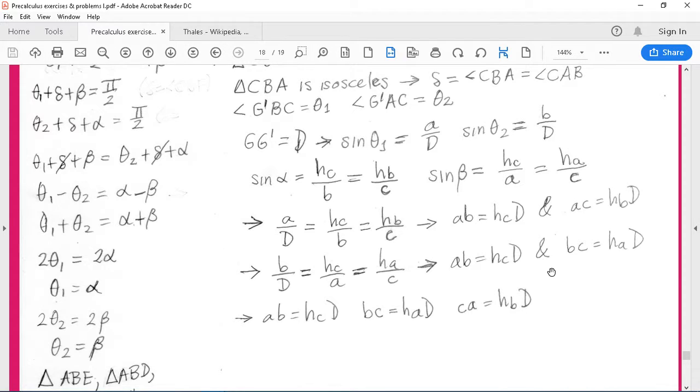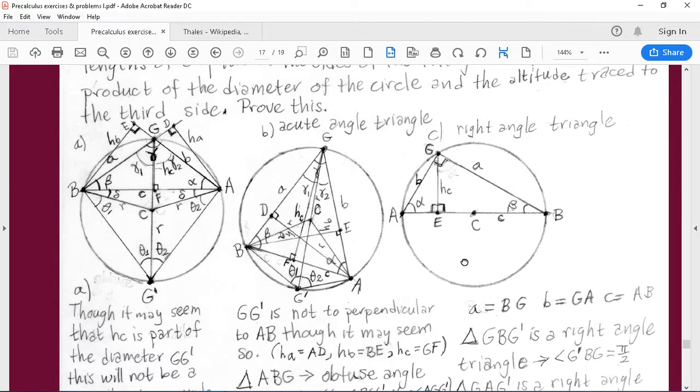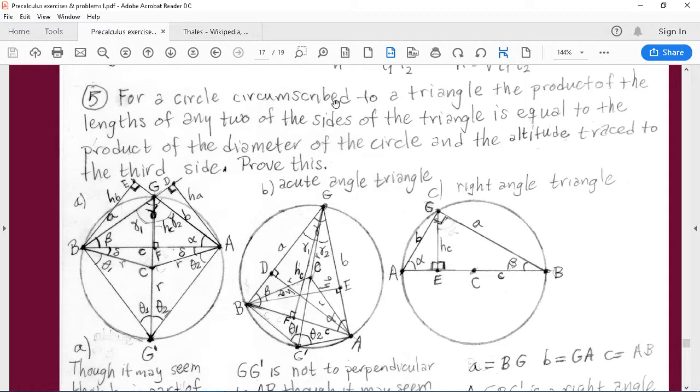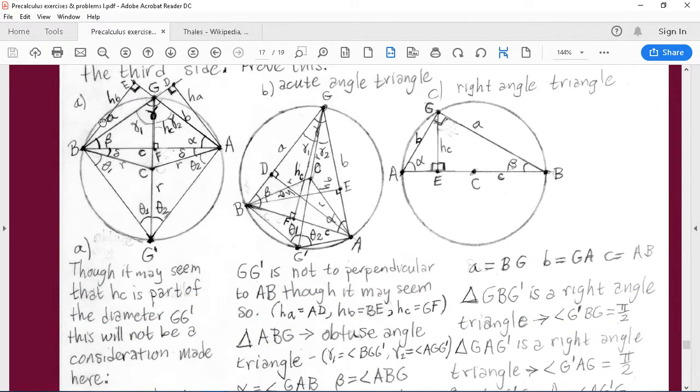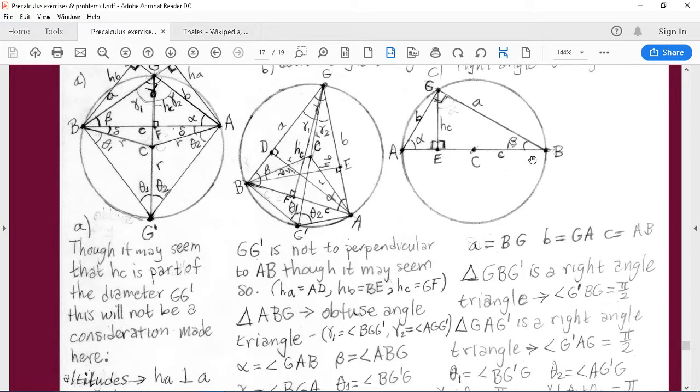So now we have proven that for a circle circumscribed to a triangle, the product of the lengths of any two of the sides of the triangle is equal to the product of the diameter of the circle and the altitude traced to the third side, for case 1, the right angle triangle, case 2, the acute angle triangle, and case 3, the obtuse angle triangle. Okay, here we have finished thereby our pre-calculus exercises.